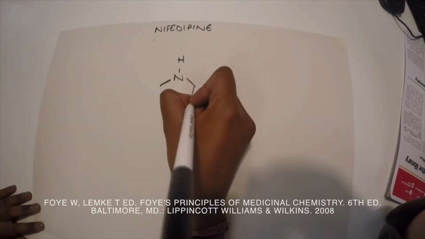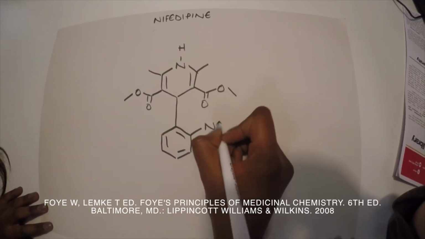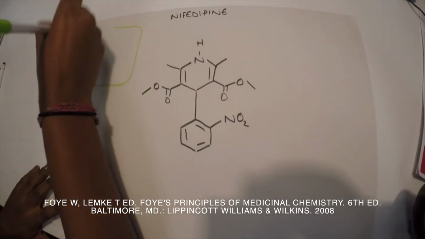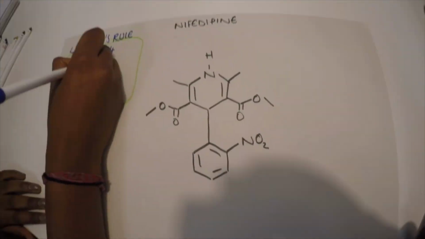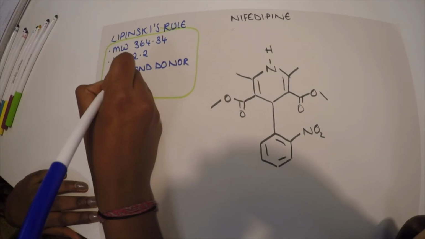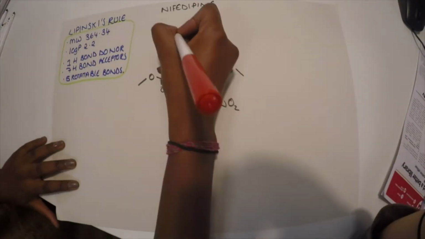The structure of nifedipine. By applying Lipinski's rule, we can determine if it is orally available. It has a molecular weight of 364.34, which is less than 500, a log P value of 2.2, which is less than 5, 1 hydrogen bond donor, 7 hydrogen bond acceptors, and has 5 rotatable bonds, which increases its bioavailability, and therefore it is orally available.